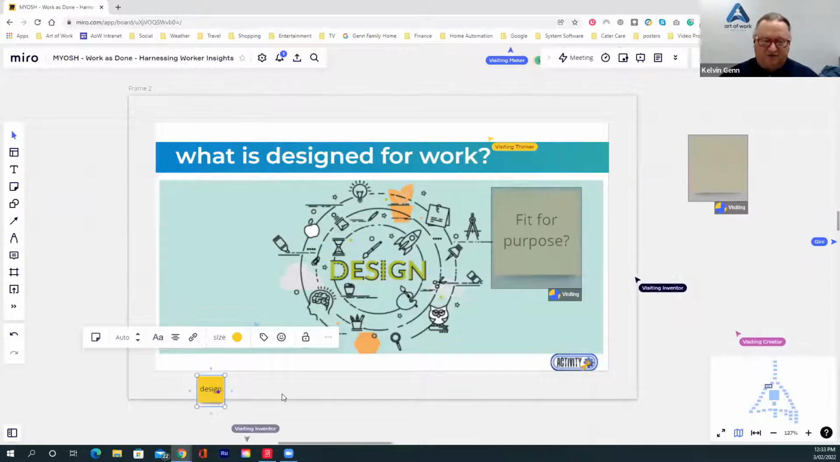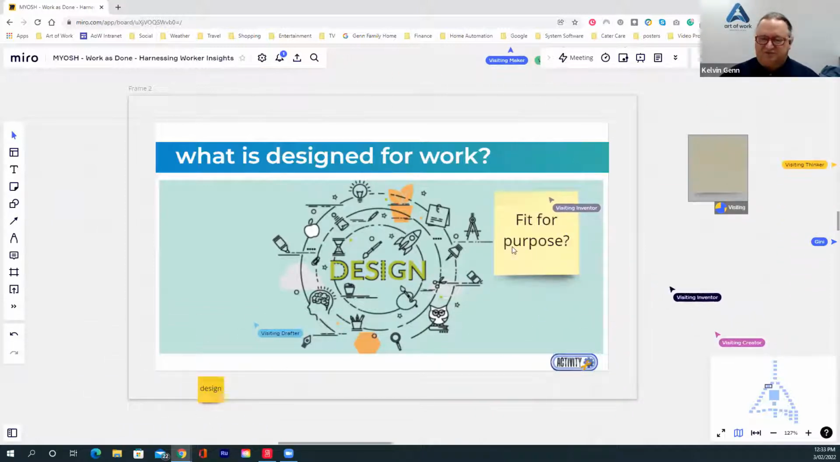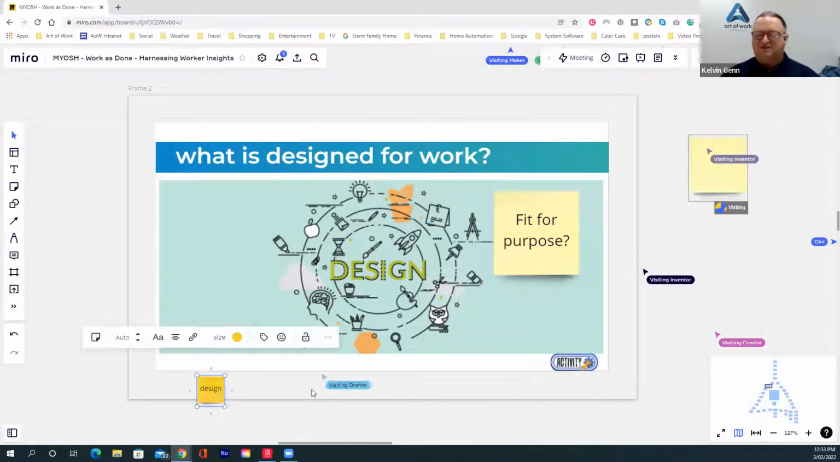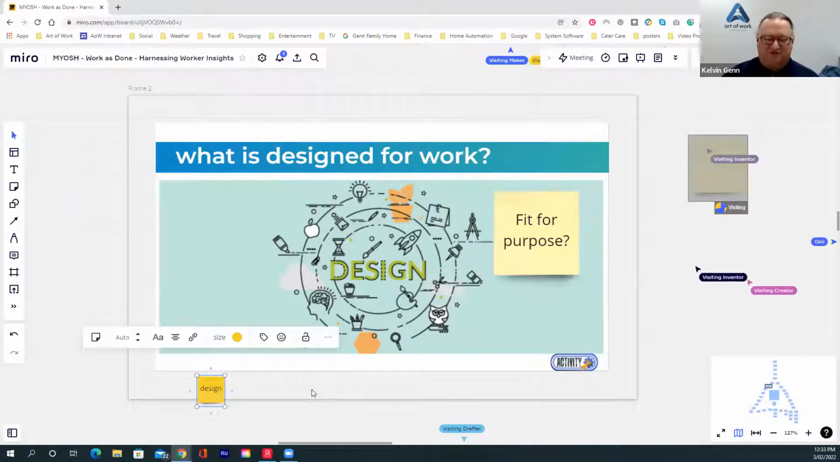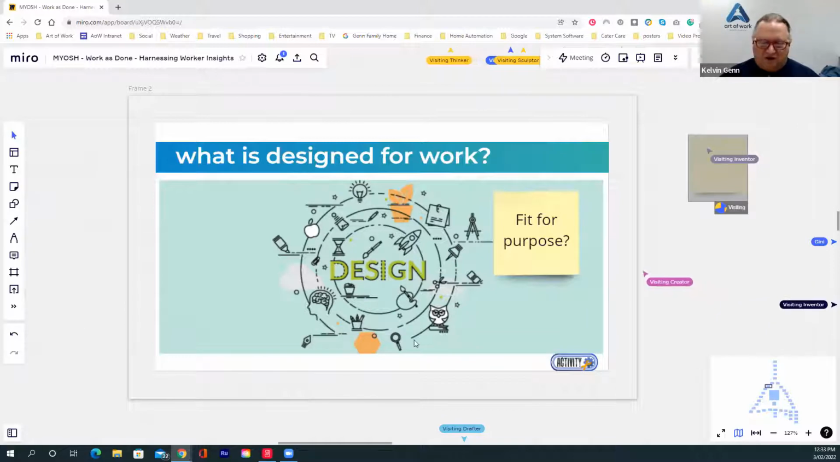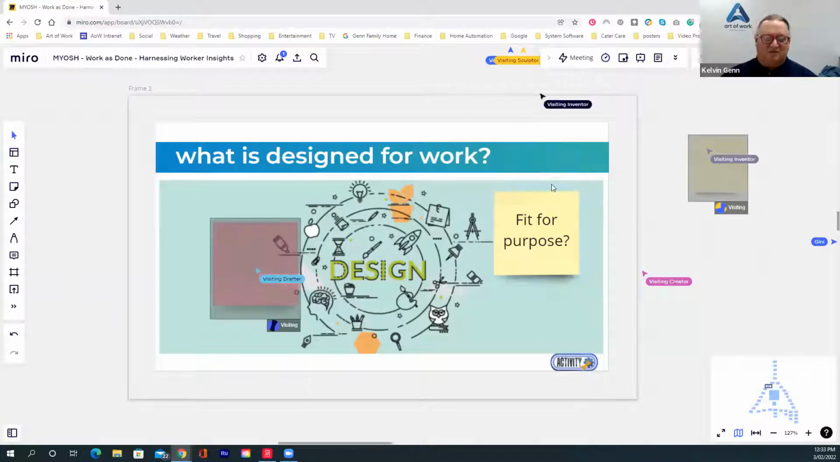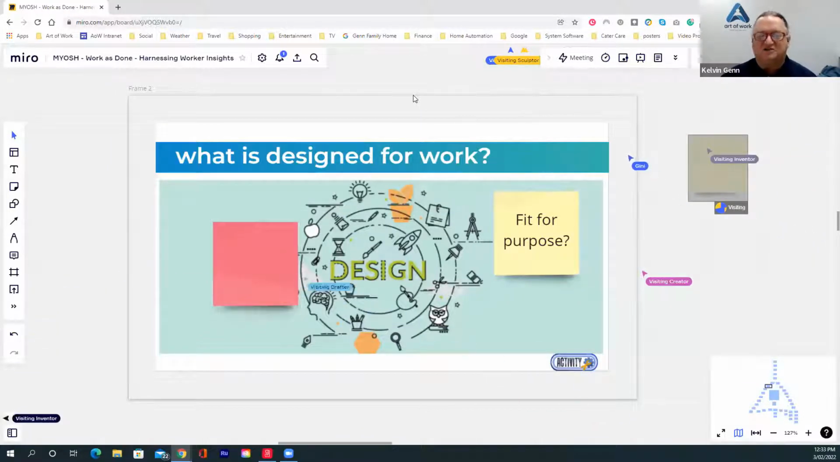So I'll just put my little post-it on. It really helps, after you put your post-it note on, just to click outside of it, and that allows us to move the post-it note around. So look, I'll just give you a few seconds just to think about that. I'm interested in your ideas.